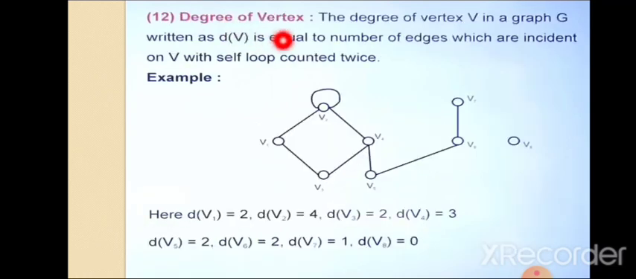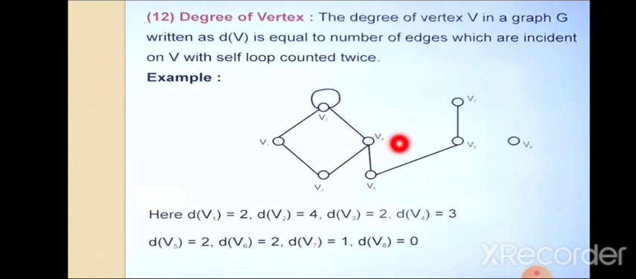Next is degree of vertex. The degree of vertex V in a graph G is written as d(V), and it is equal to the number of edges which are incident on V, with self loop counted twice. So here if we take V1, there are two edges connected to it, so its degree will be 2. Similarly, the degree of V3 will also be equal to 2, since there are two edges, this and this.